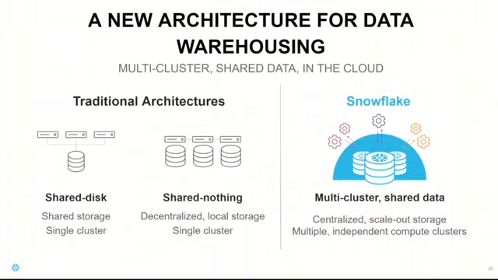So let's look at the traditional architectures we had before Snowflake. There are two types of architecture we were following in the traditional world. One was shared disk, and the other was shared nothing. Shared disk is an architecture used in distributed computing in which nodes share the same disk device, but each node has its own private memory.